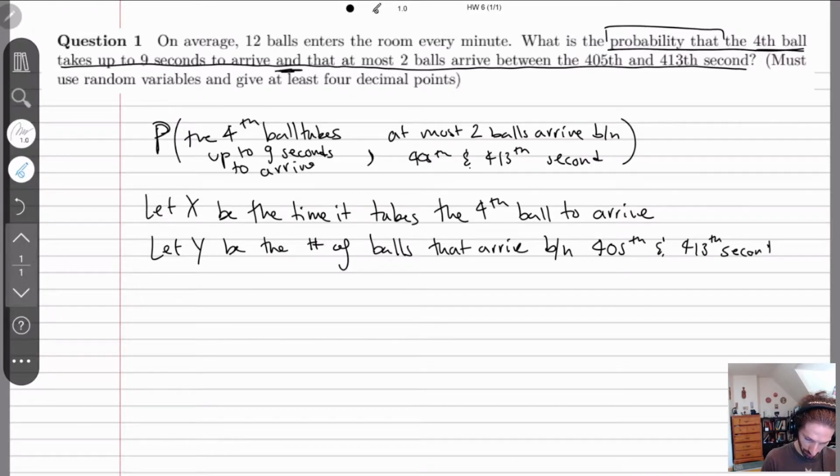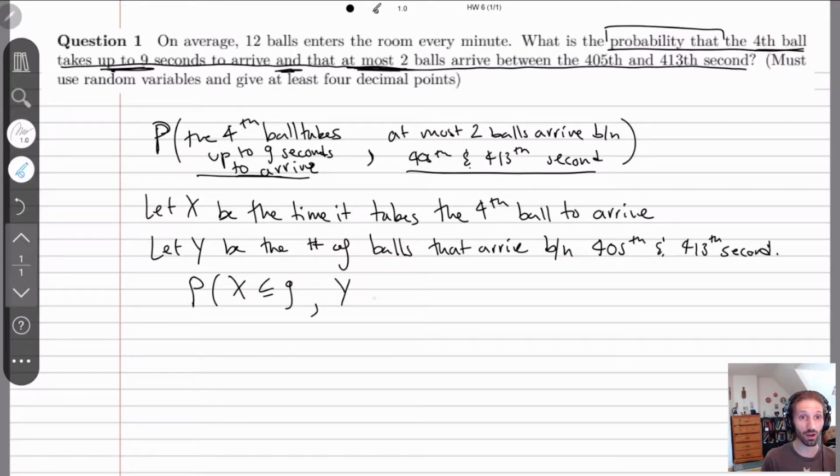So notice this is for x and this is for y. In other words, what this translates to is: I'm trying to solve when x takes up to 9 seconds, so x has to be less than or equal to 9. And for y, we have at most 2, so y also has to be less than or equal to 2.